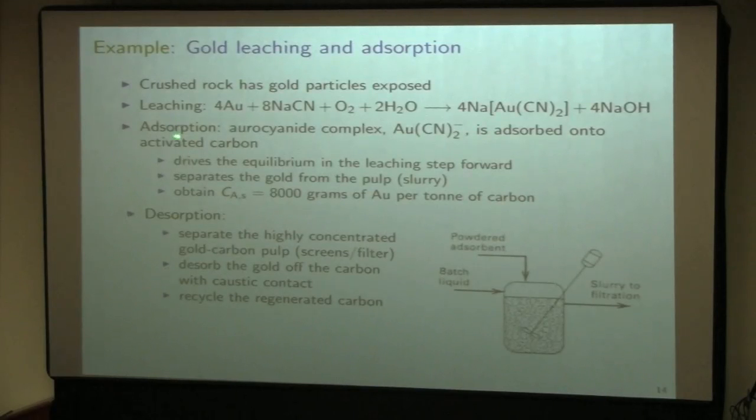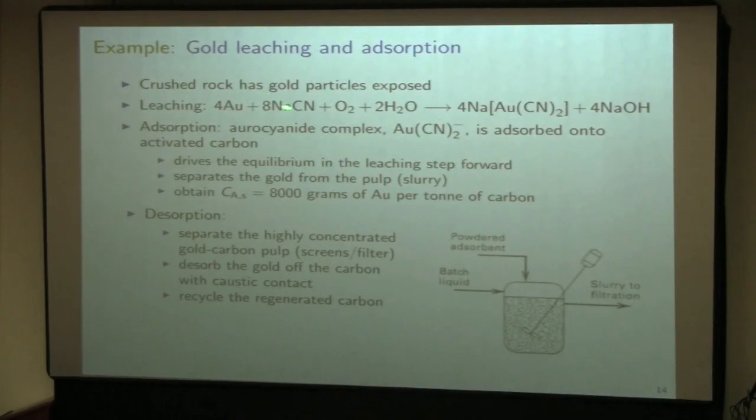Well, one thing that's interesting that's been done since about the 60s is to take this mixture of sand and gold and cyanide and throw in activated carbon. What will happen then is that this aurocyanide complex will adsorb onto the activated carbon. So you're removing the sodium cyanide, the aurocyanide complex out of solution into the activated carbon.